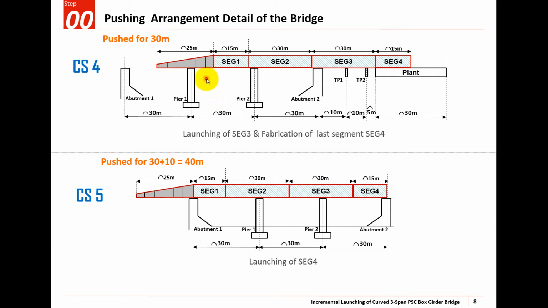And in construction stage 4, segment 4 would be casted in a similar way, and it would be attached to the rear end of the superstructure at segment 3, and it would be pushed for 30 meters. And if you see here carefully, the launching nose, the distance which is 10 meters here, should also be pushed out of this abutment 1. So this would be 30 meters plus the 10 meters, so it would be 40 meters in CS5. The whole bridge would be pushed for 40 meters.